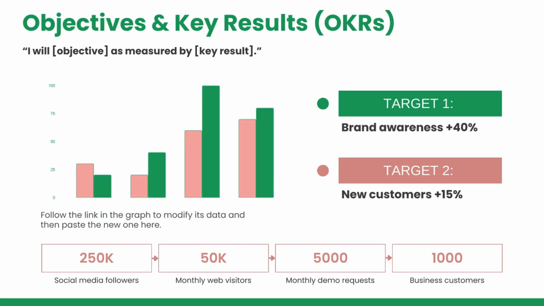Next, there are objectives and key results, or OKRs. This strategy pairs the objectives you want to achieve with the key results you'll use to measure progress. It follows this format: I will objective as measured by key result. For example, the marketing team will increase awareness of a new product as measured by the following key metrics: increase social media engagement by 50%, drive 50K web visitors to the product page, generate 5,000 demo requests, and acquire 1,000 new business customers.